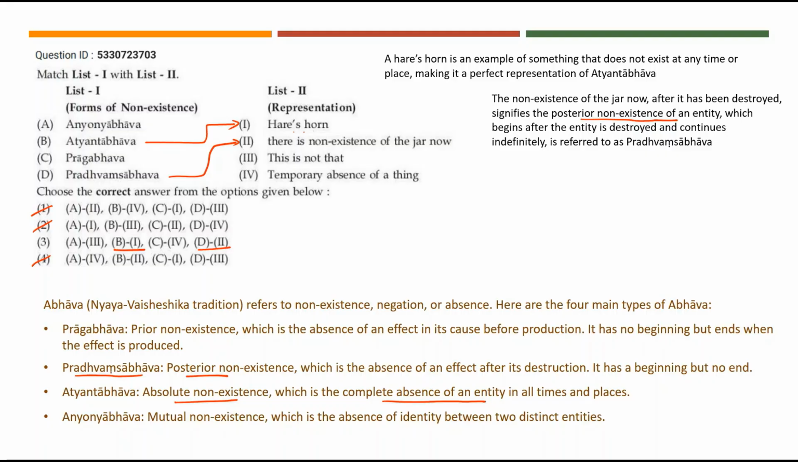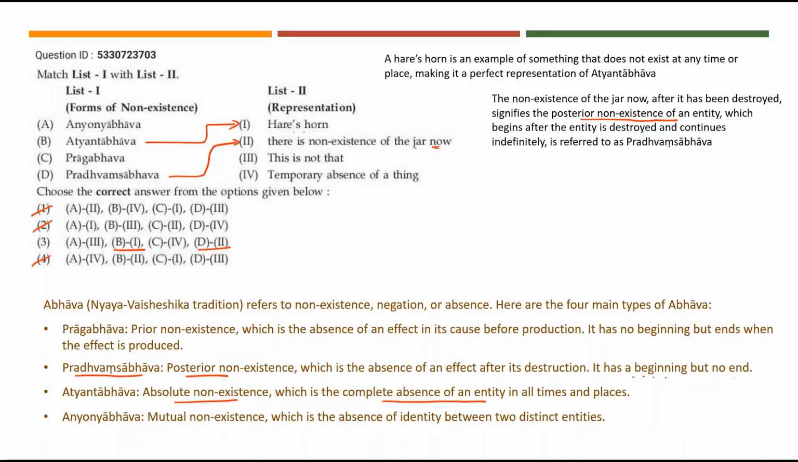So how do we actually connect this? We say it's an absence of an effect after its destruction. It has a beginning but no end. So we can compare like there is a jar or there was a jar but now it is not there. What about the next statement? This is not that. In the second statement, the jar was actually there but now it is not there.